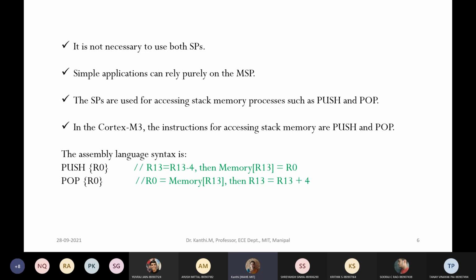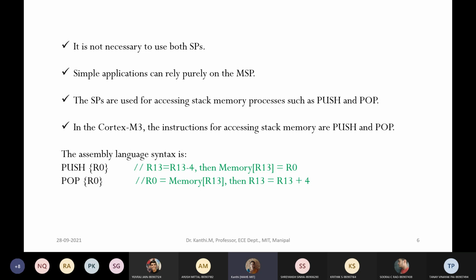So we need not use both your stack pointers. Some applications purely rely on your main stack pointer. So this is just a code showing the push and the Cortex M3 instruction for accessing the stack memory.